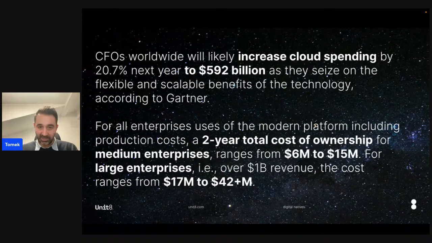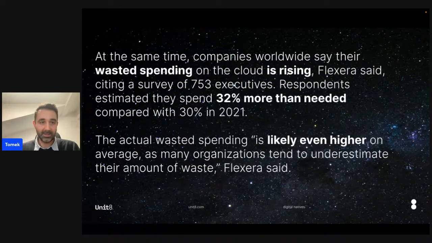When it comes to data platforms, there are some estimates that say that the 2-year total cost of running data platforms in medium enterprises ranges between 6 and 15 million. For larger enterprises, it's anything between 17 to 42 or even more millions of dollars. So really big amounts of money and something hard to forget about.